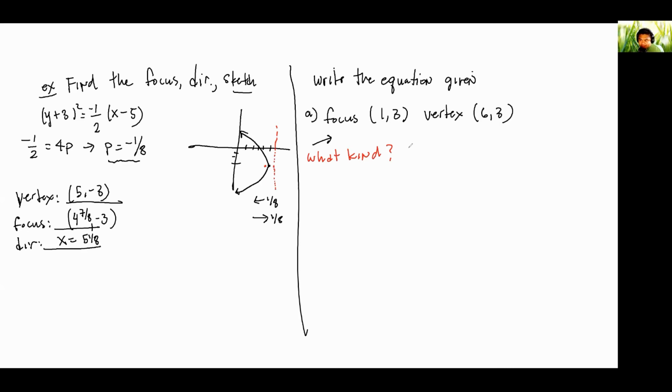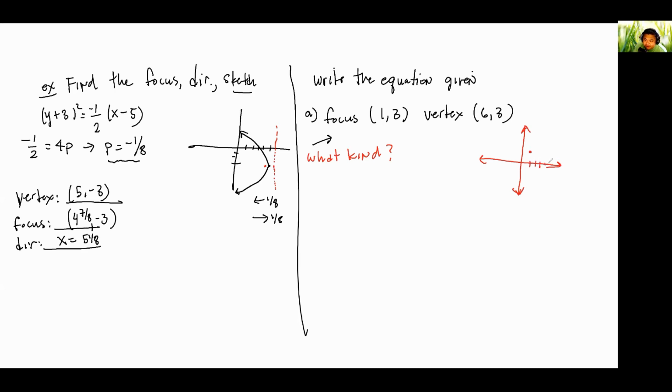The reason why we need to know if it's vertical or horizontal. Yeah, okay. But some people can't think that way. For me, I actually need to draw it. So, is this facing up, down, left, or right? Because it'll help us determine which equation we're using, the vertical equation or the horizontal equation. If we don't know the answer, we're just going to sketch these two things. The focus is 1, 3. The vertex is 6, 3.